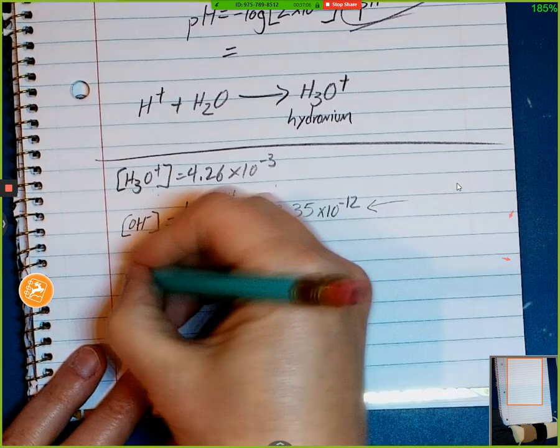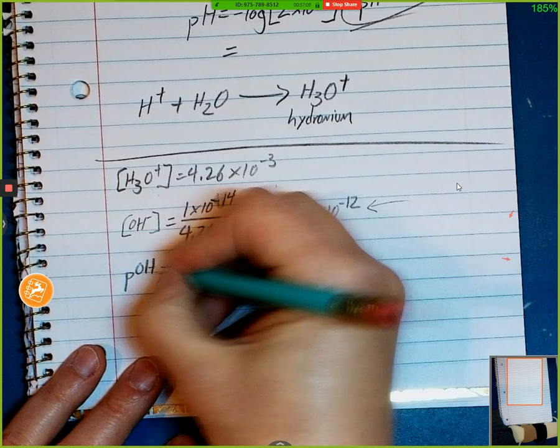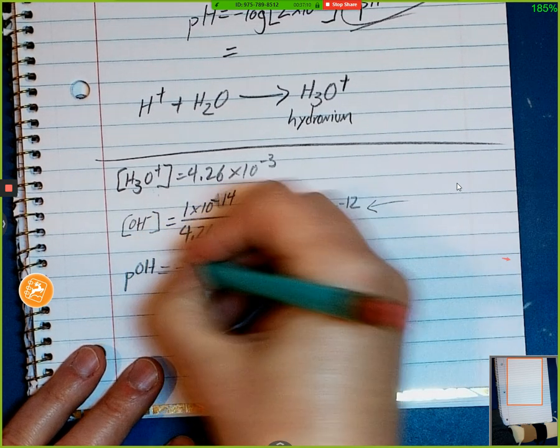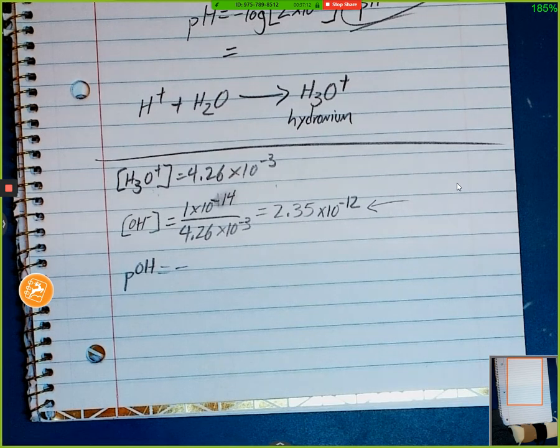So pOH equals negative, come on, pencil. Oh, my pencil's dying. No! Do you guys have any more leads? You guys have a pencil I can borrow? Don't be ridiculous. Let me get another one. Okay. New pencil, everything's going to be fine.